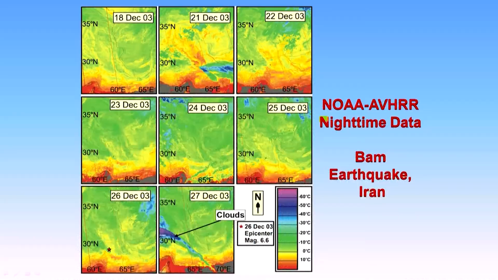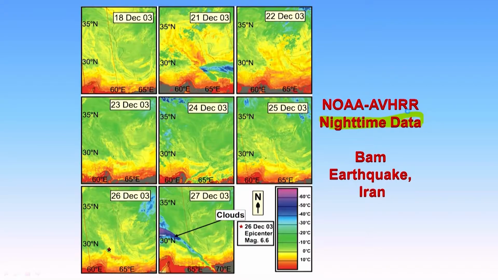Of course, in the post-earthquake analysis, that means in hindsight after the earthquake has occurred. But this definitely tells us that the nighttime data can be much more reliable than daytime data, especially in hilly regions. This part of Iran is not as rugged as the Himalaya, but nonetheless it is also a hilly region.